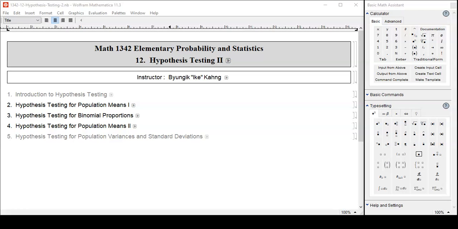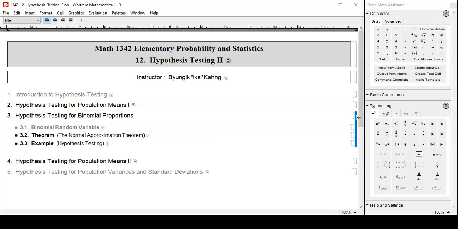Hello students, welcome back. Now let's go to section 3, hypothesis testing for binomial proportions. This time we're going to cover it using the probability value method. If you're interested in the critical value method, there's a separate video for that.